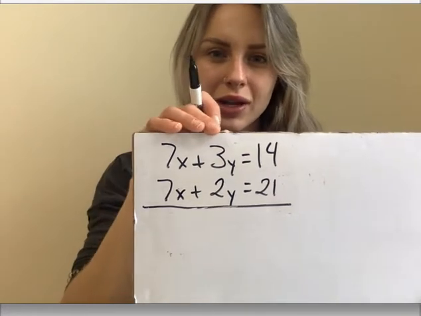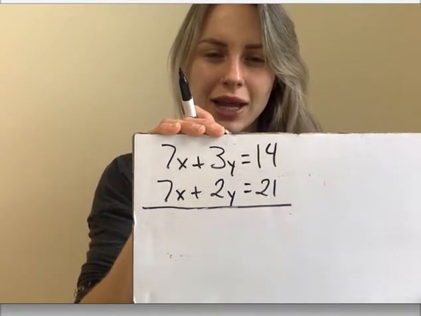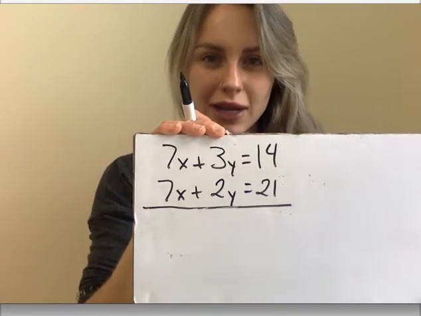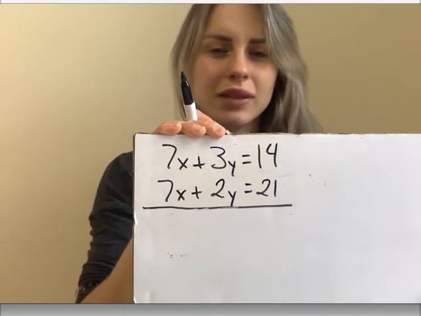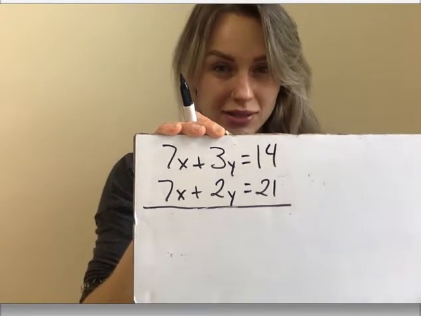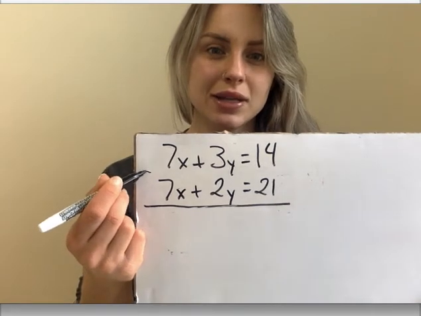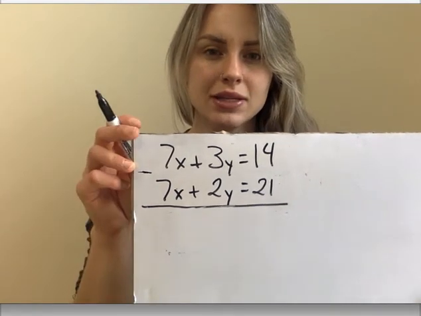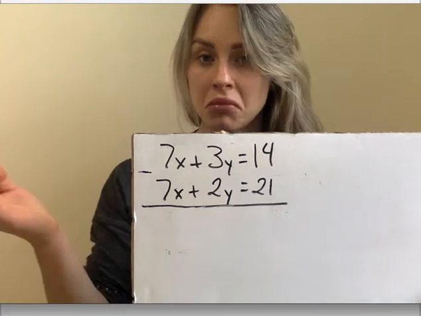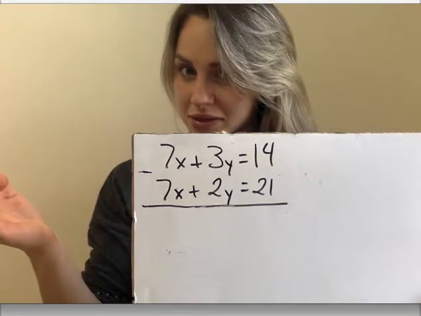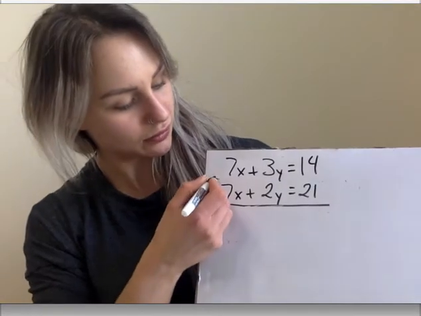Okay, well maybe if we look at the next one, if we add them together, are we getting rid of y? No, because if we add them together, we get 5y. So let's take a look at subtraction. If we minus them, 7 minus 7 gets rid of x. So we're going to minus these two.